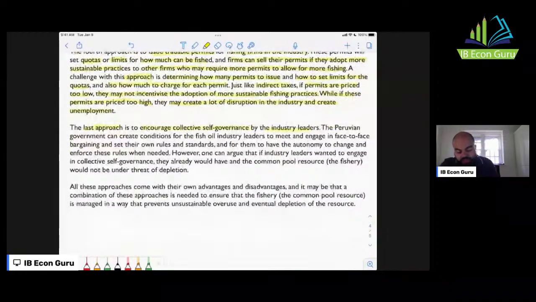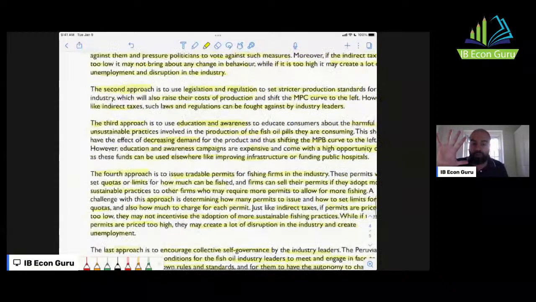The Peruvian government can create conditions for the fish oil industry leaders to meet and engage in face to face bargaining and set their own rules and standards, and for them to have the autonomy to change and enforce these rules when needed. However, again, I'm evaluating, one can argue that if they wanted to engage in collective self governance, they already would have, and the common pool resource, which is the fishery, would not be under the threat of depletion. Okay? I evaluated 5 approaches to managing common pool resources.